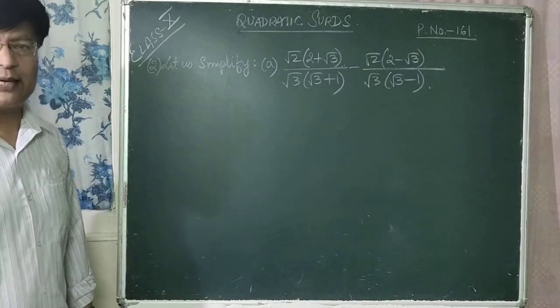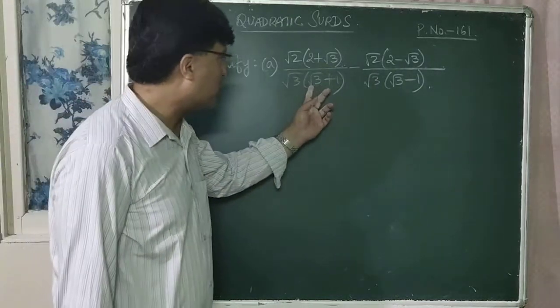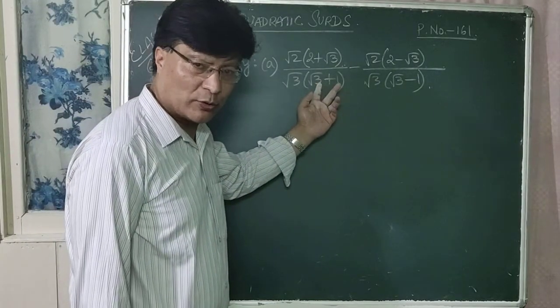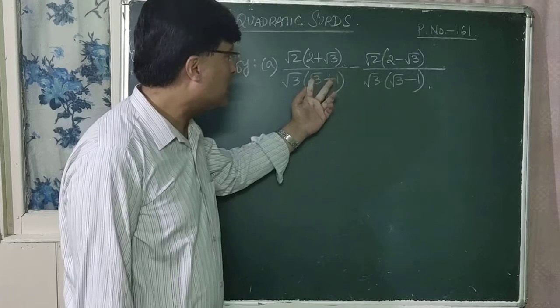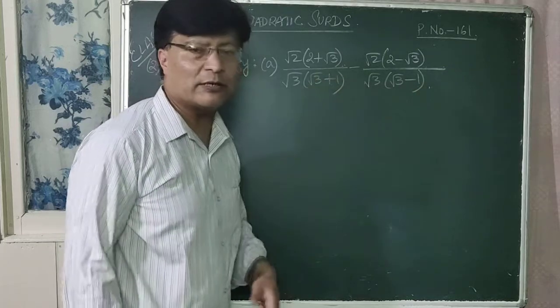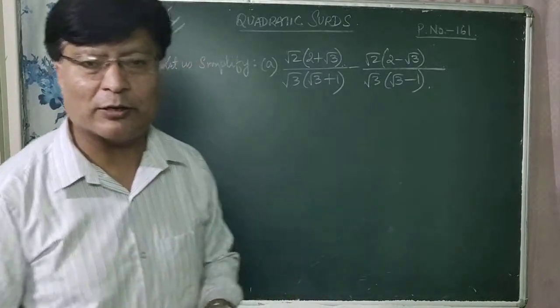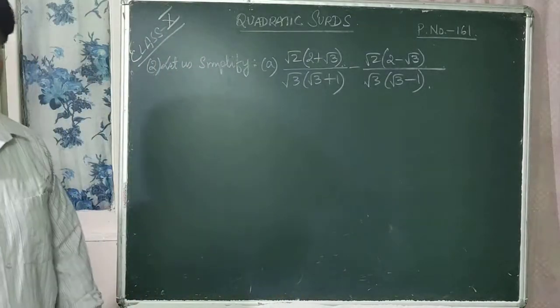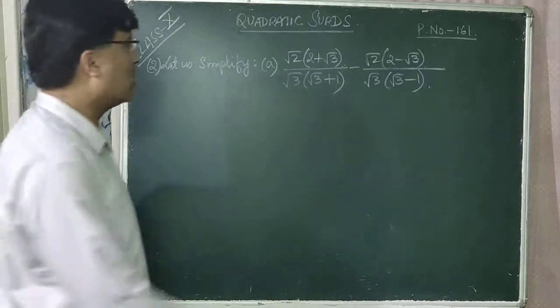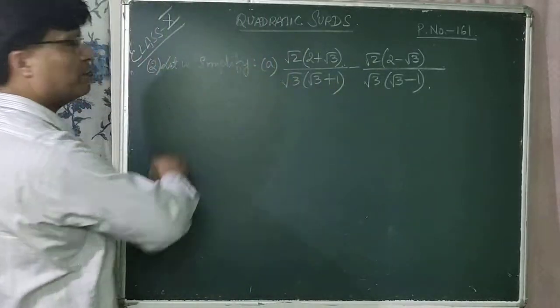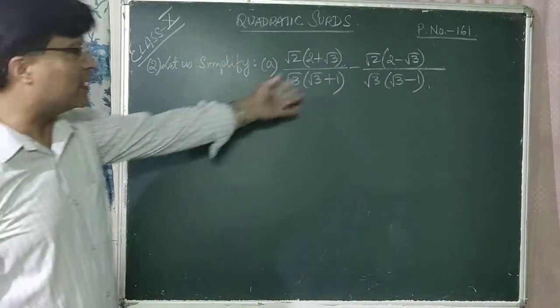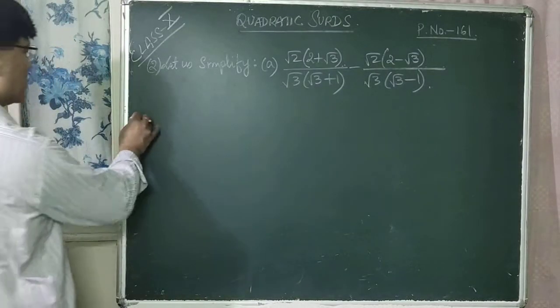So you can use the same method here also. The rationalizing factor of this root 3 plus 1 is root 3 minus 1, because if you multiply root 3 plus 1 and root 3 minus 1, the square root will be removed. Okay? So now we have to simplify it as in the previous problem. We can get the LCM here also, isn't it? So let us get the LCM.